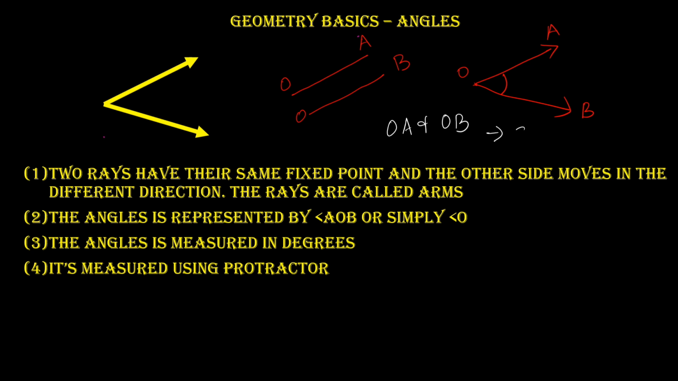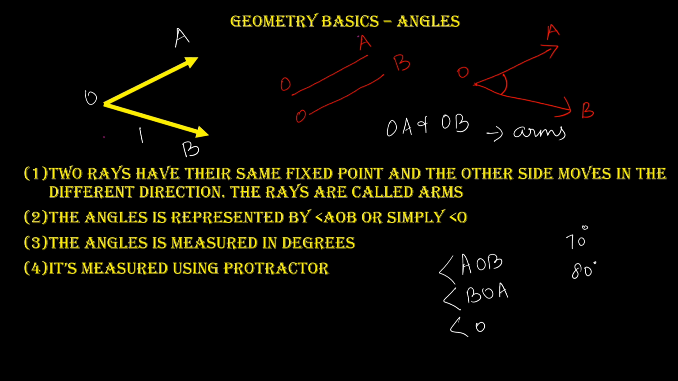Now next, how do we represent an angle? You take AOB. We can represent an angle like angle AOB or angle BOA or simply angle O, like that. The angle is measured in degrees, like 70 degree, 80 degree, and it's measured using the protractor. We use the protractor to measure this, right?